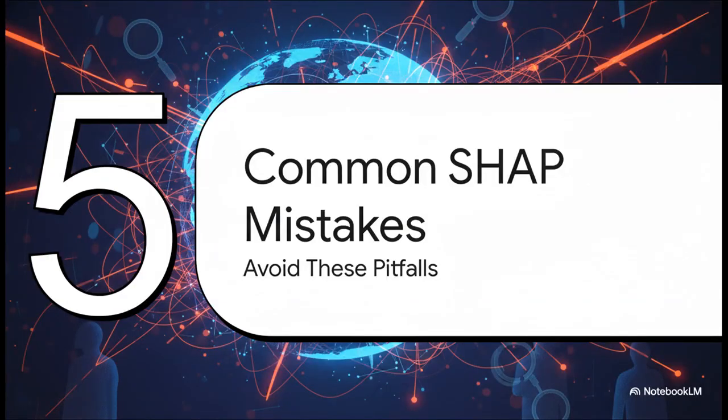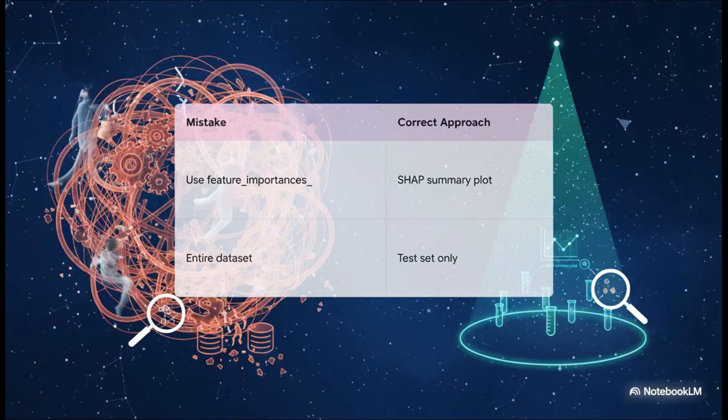Section 5. Common SHAP mistakes. As powerful as SHAP is, mishandling this evidence can lead your business totally astray. A huge mistake I see all the time, running SHAP on your entire dataset. You've got to always run it on your test set only, because running it on the training data gives you these artificially optimistic explanations. Also, just relying on standard model feature importances instead of a SHAP summary plot, really dangerous. Standard importance is purely global, and it can be highly misleading when you're trying to explain individual behavior.